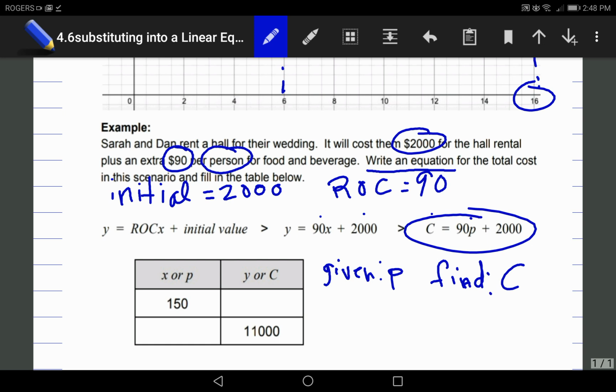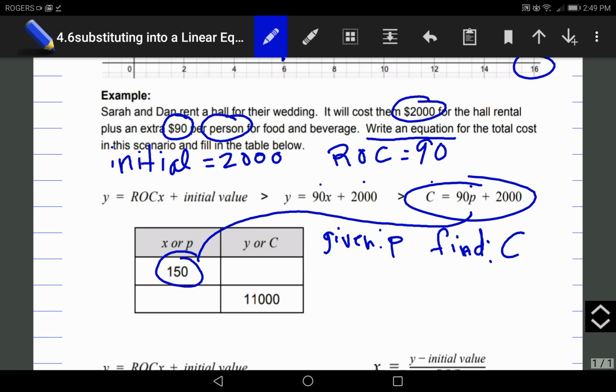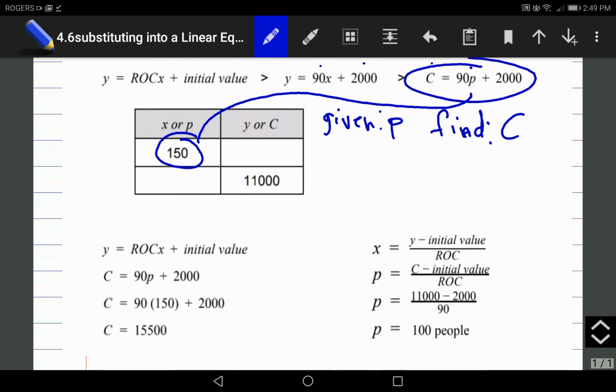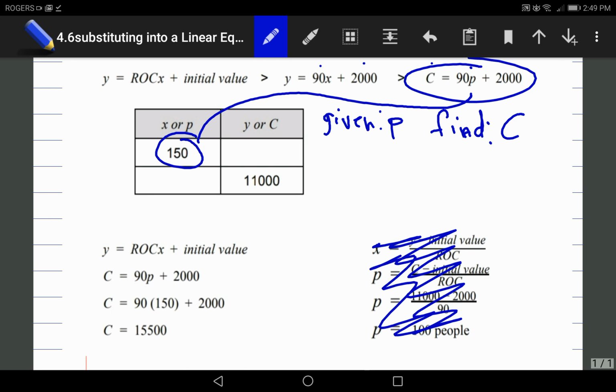Well, that's easy enough because our equation already has C by itself on one side of the equation, right? So if I go down to my answer here, all you need to do is plug in 150 for P right there, and then solve for C. Okay, so that one's easy. Try not to look at this side just yet. I'm just going to scribble this off. That's for the next question.